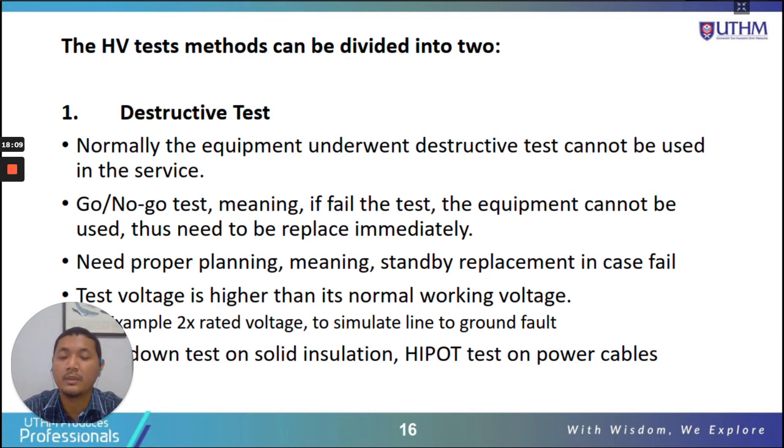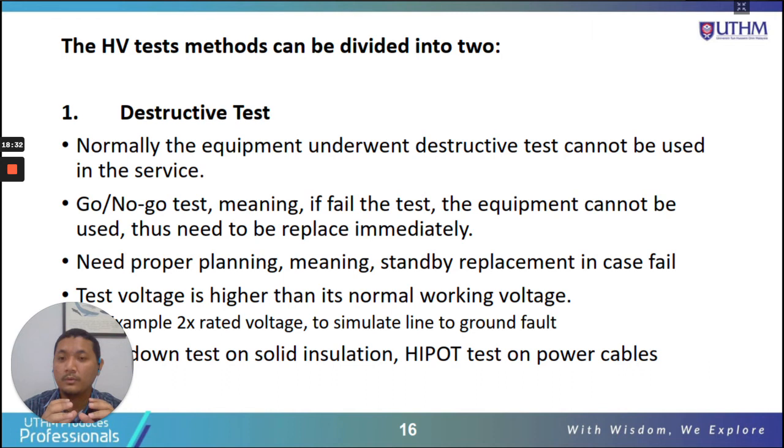Because of the term go or no go test, if it fails the test, it's a no go, meaning you cannot use it anymore. It's failed, we have to replace it. If it passes the test, you can go, you can continue using the equipment.